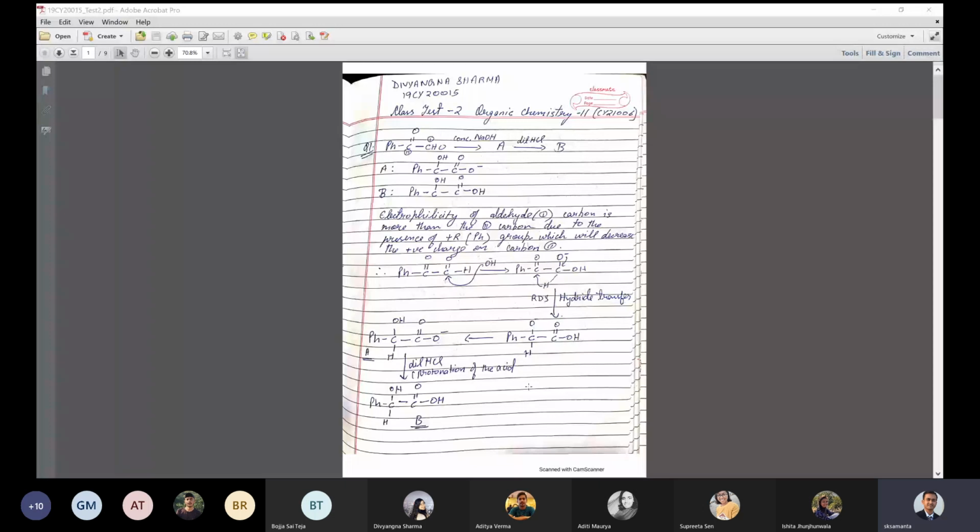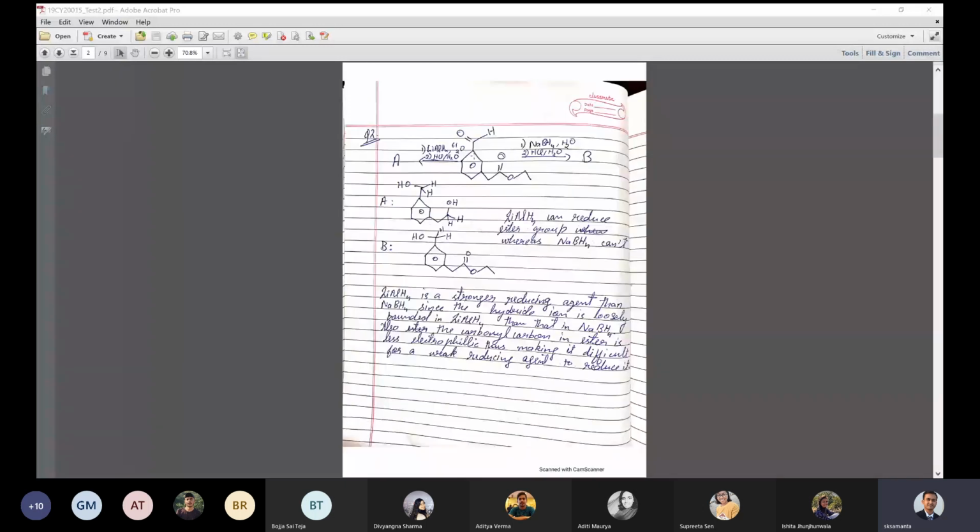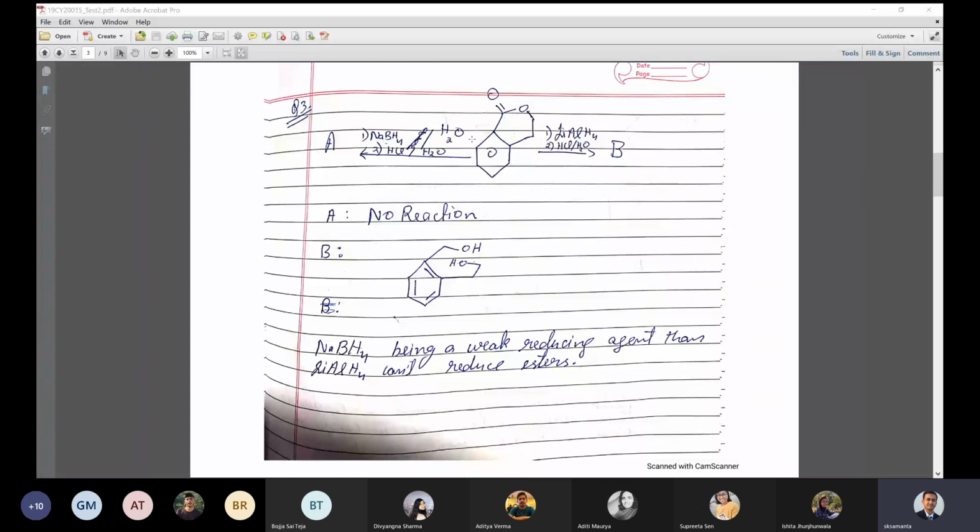And the second question, this is also all of you have answered. You know, lithium aluminum hydride can reduce both aldehyde and ester. Sodium borohydride will reduce only the aldehyde. Okay. Third question is again, sodium borohydride cannot reduce this ester. No reaction. Lithium aluminum hydride can reduce to form 2 OH. Okay.